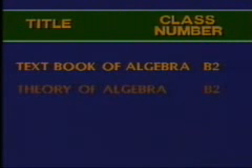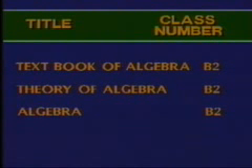I hope that you have understood the arrangement of class numbers according to Colon Classification. Let us consider a situation where we have books with the same class numbers. For example, textbook of algebra, theory of algebra, and algebra, all having the same class number B2. Now, the problem is how to arrange these books. Which of these books will come first? Ranganathan has visualized this problem and devised Colon book number, which can individualize books having the same class number and also fixes the position of the books relative to other books in the library.